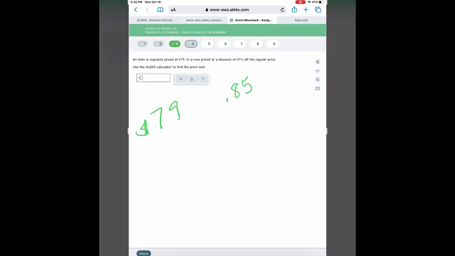All right. An item regularly priced at $79 is now priced at a discount of 85% off their regular price. That's a humongous discount. And so remember, we're going to do 100 and subtract that. And we know that we're only going to pay 15%. So we're going to do 79 times 0.15.